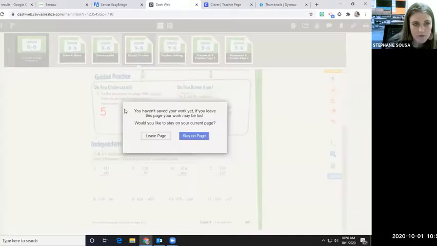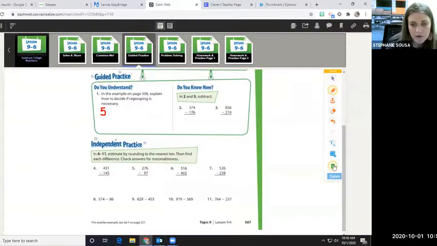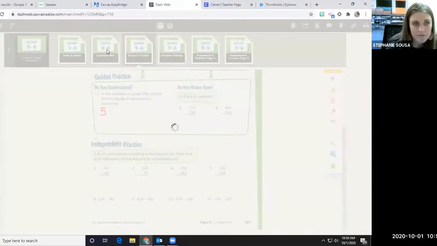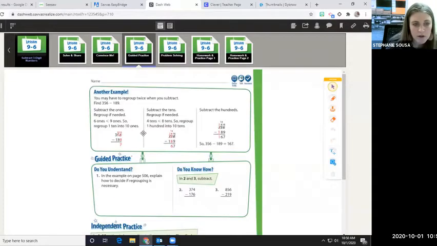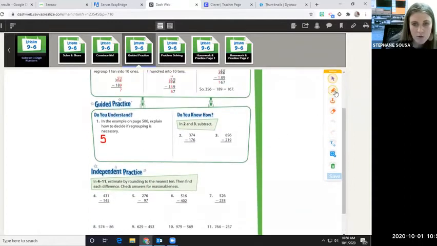500, oh, I forgot again. Let's save it. 528 minus 341. Notice that I'm not just saying, oh, well, I forgot. I'm doing something about it.